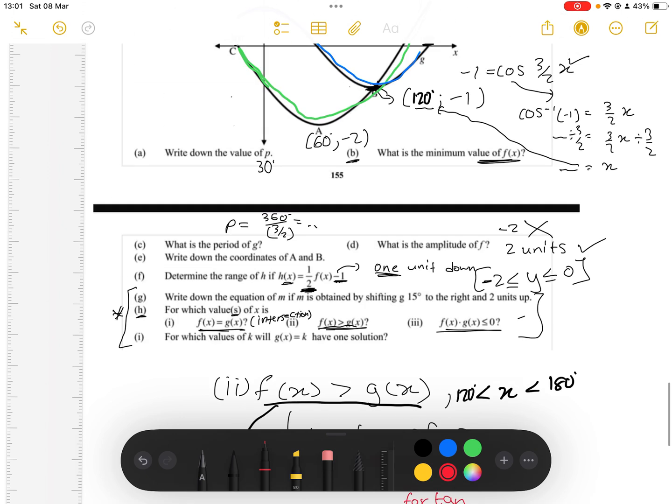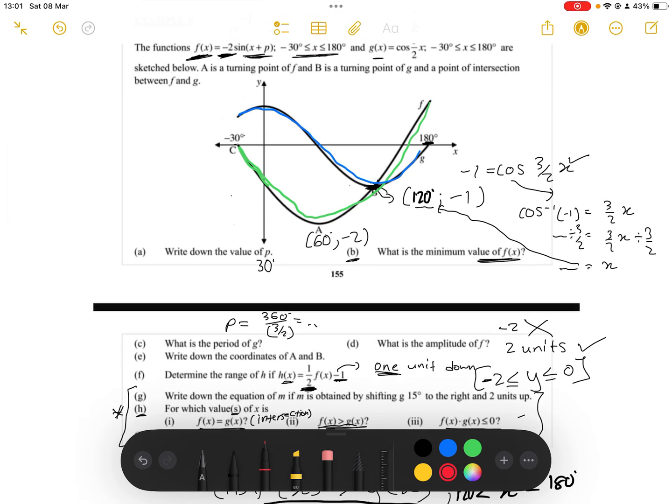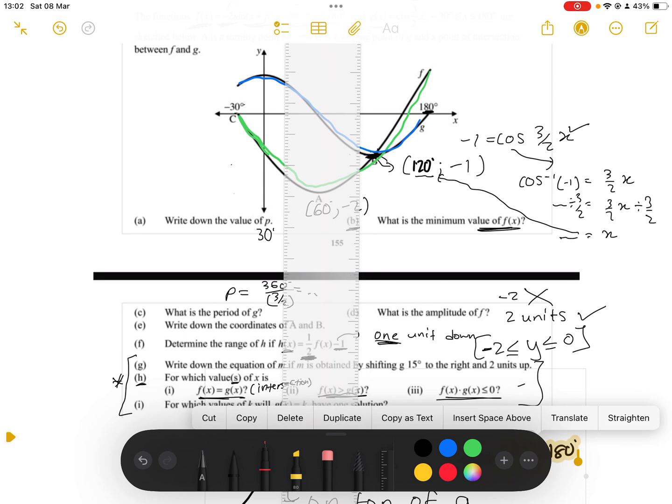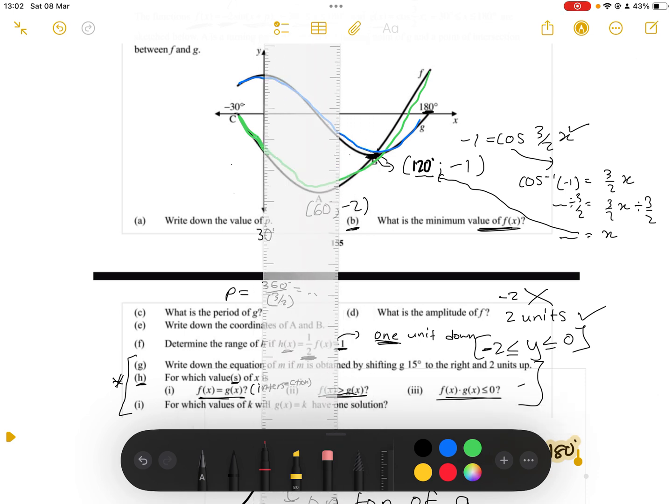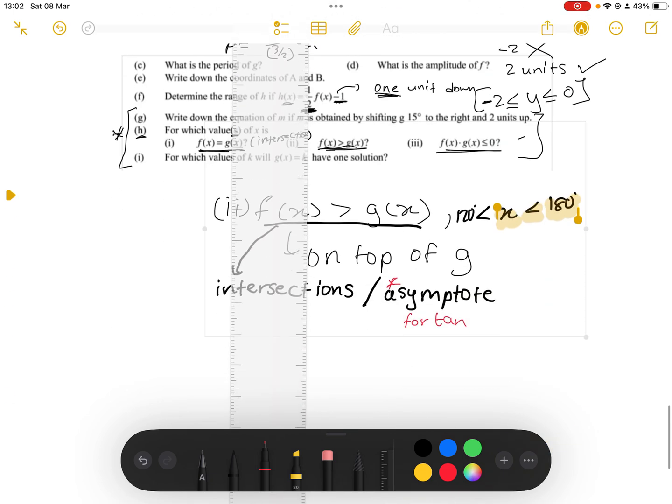So your intersections are gonna help you. Did you see when we did the ruler thing here? After the intersection, that is when the graph changed. F was on top, but before the intersection, everything was just normal, or G was on top. So the intersections are the ones that determine. This will help you answer this type of question. So you have to know your intersections.